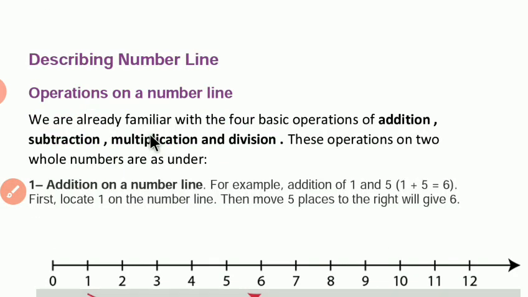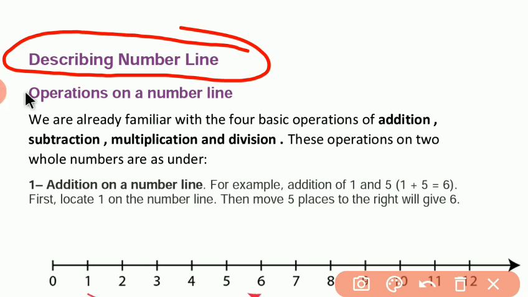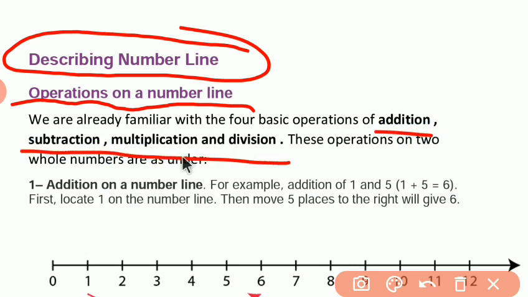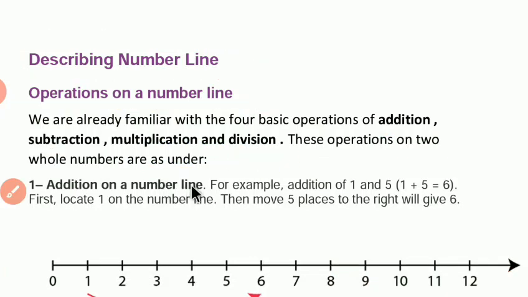Then, operations on the number line. Which basic operations can we perform using the number line? We are already familiar with the 4 basic operations of addition, subtraction, multiplication and division, and now we have to use the number line for these operations on whole numbers. Let us see the first one, addition on a number line. How to add 2 numbers using the number line.